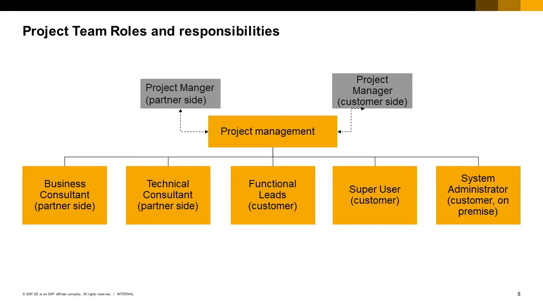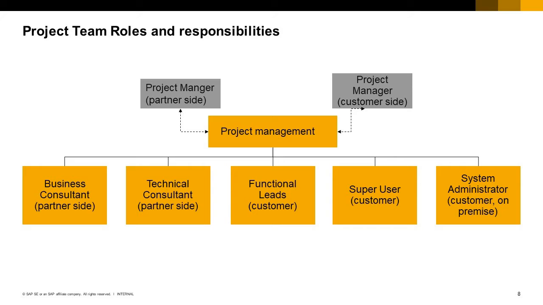A typical small business project requires both a project manager from the partner side and a project manager from the customer side. Also from the partner side, the tasks might be split between a business consultant and a technical consultant. The business consultant runs the business process workshops and produces the business blueprint. The technical consultant installs and configures the system per the business blueprint.